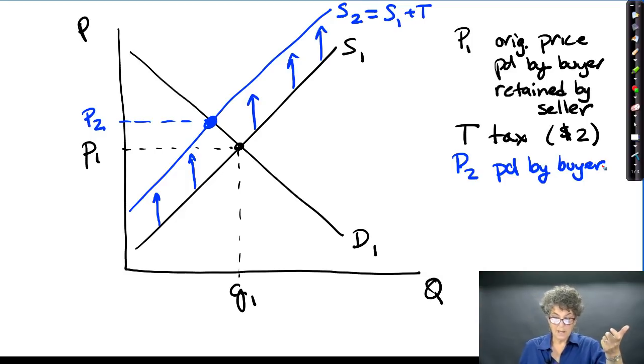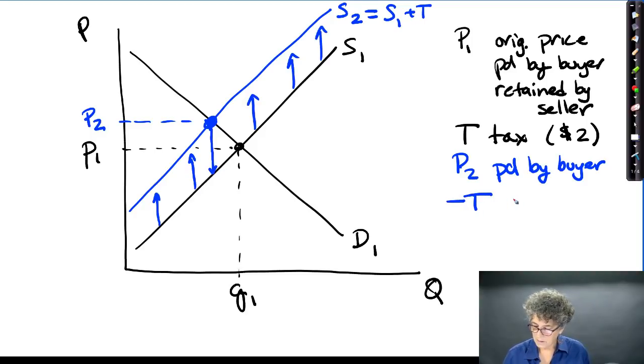Once the buyers pay that price P2, the sellers have collected that tax, and they have to send the tax dollars, T, off to the government. And so that means that the sellers will retain an amount that's P2 minus T. So that T is going to be sent to the government.